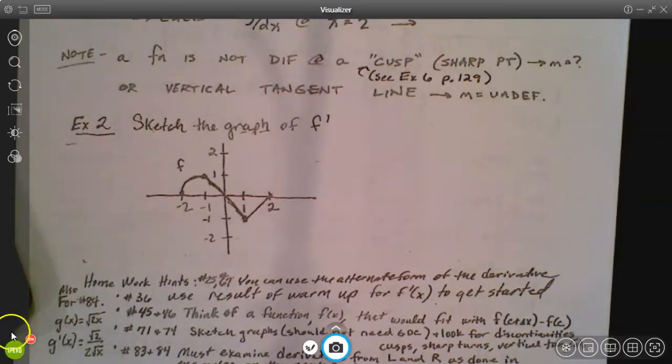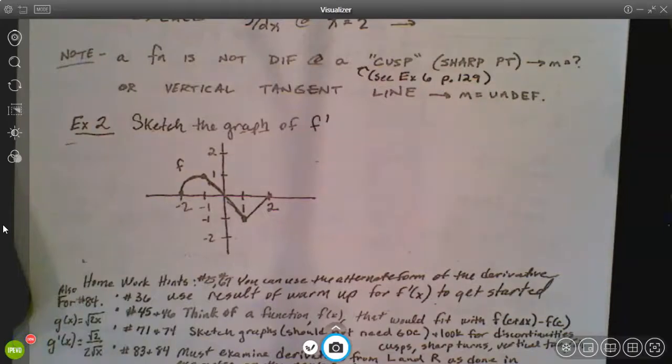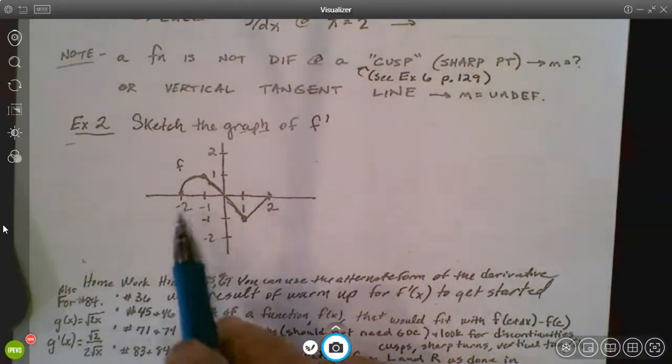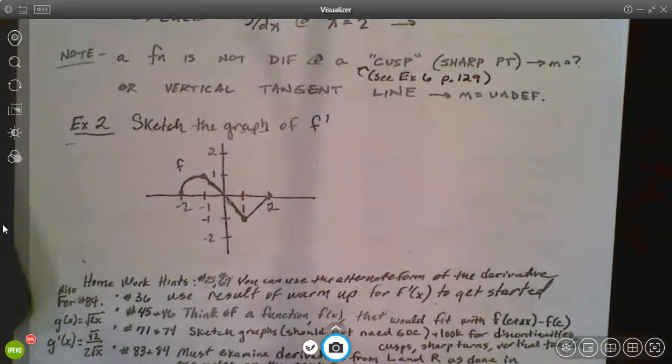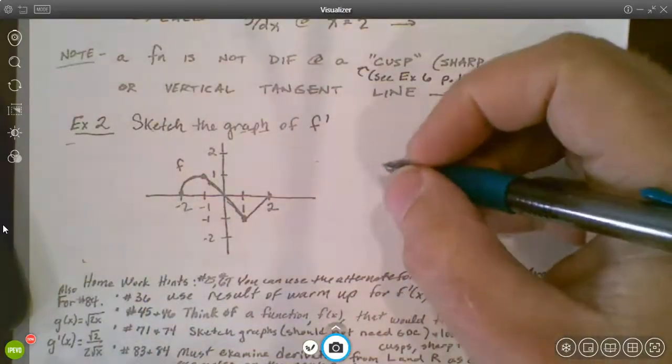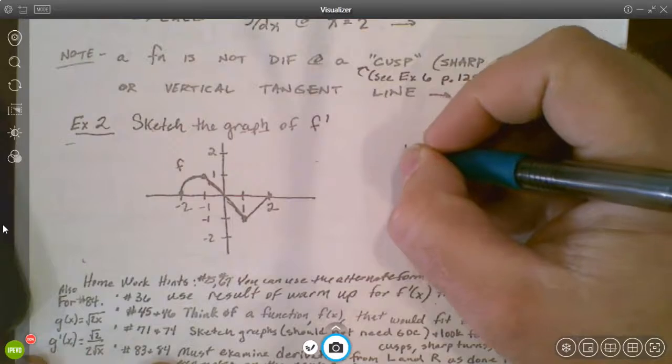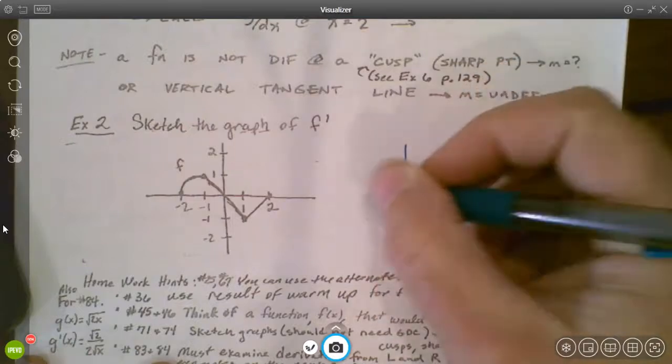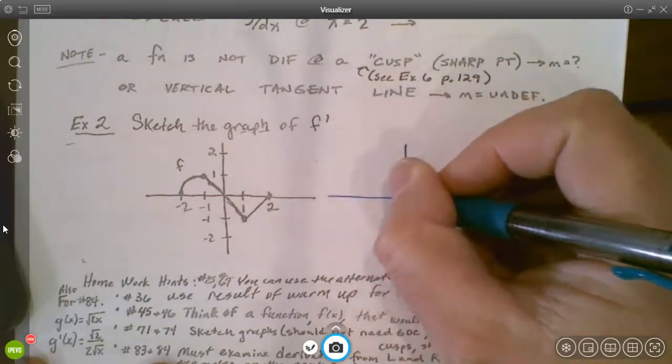So let's take a look at sketching the graph of the derivative of the graph that you guys see here. All right, so let's take a look at sketching the graph of a derivative. So here is just kind of a random drawing of a function, and we're going to see if we can come up with a drawing of the derivative of that function. So I'll kind of do this on a separate grid just so we can keep things separate.